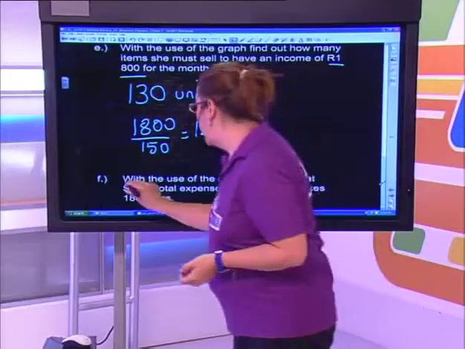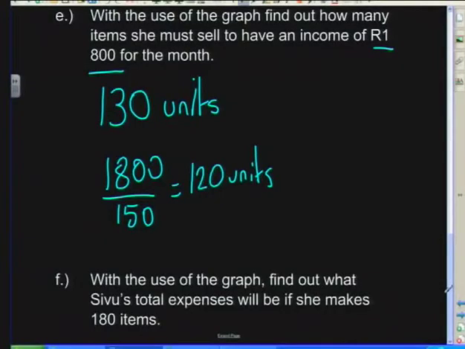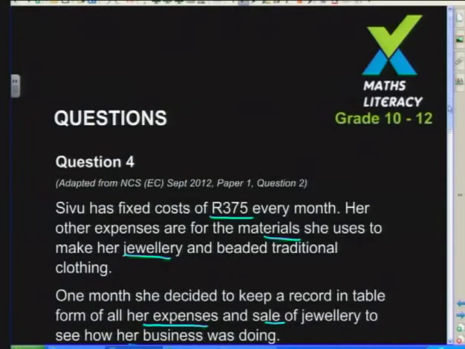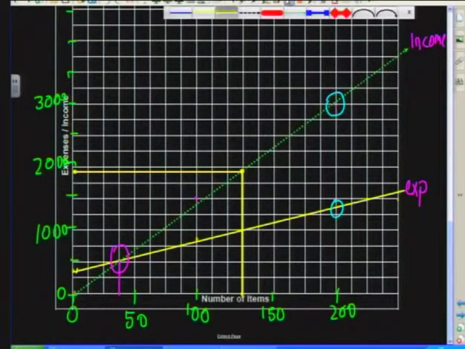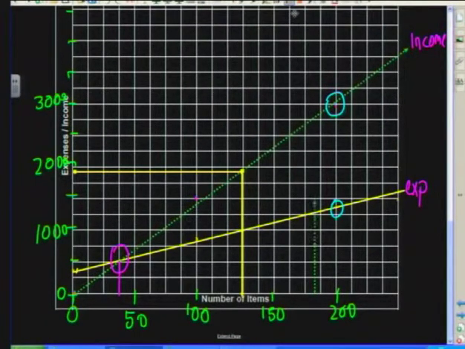Last question, I think. With the use of the graph, find out what Sivuya's total expenses will be if she makes 180 items. So let's go back to our graph. And 180 items, I'm going to try this in green. 180 items is about there. Draw up to the graph and across from the graph.